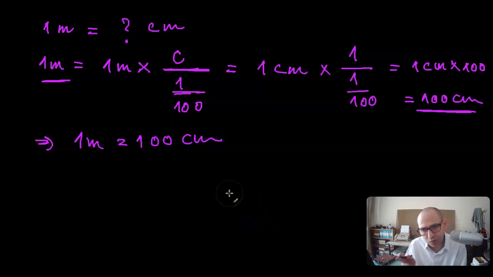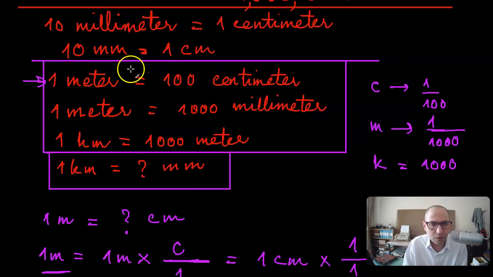So this is going the other way around. This again shows the exact same thing that we have over here, that 1 meter is the same thing as 100 centimeters.